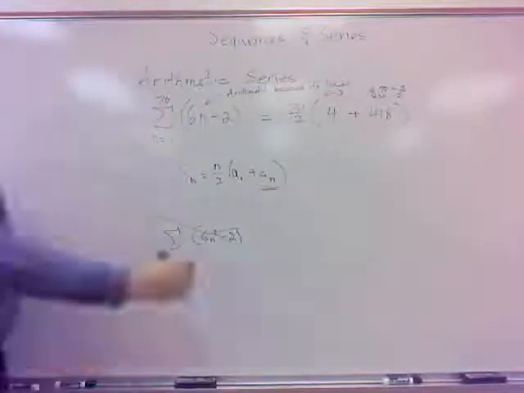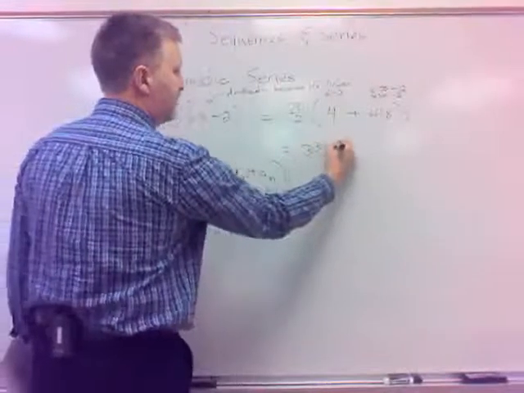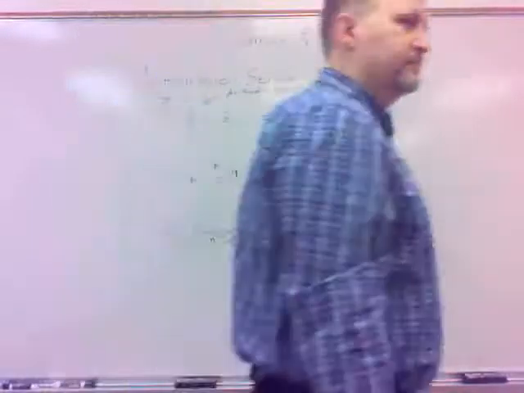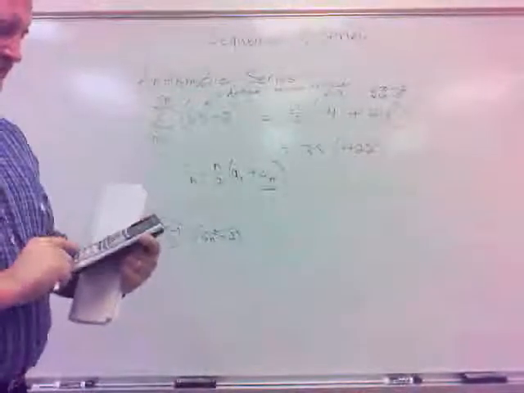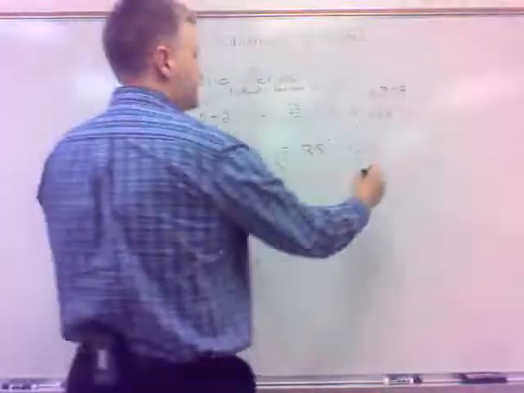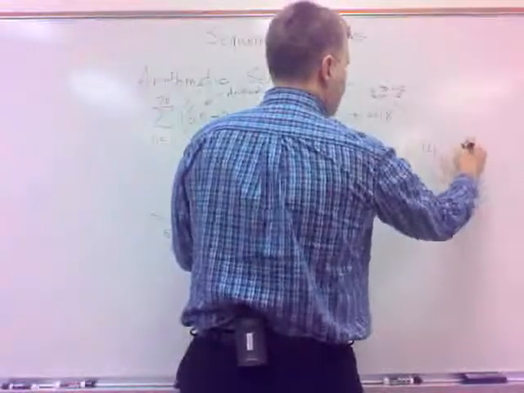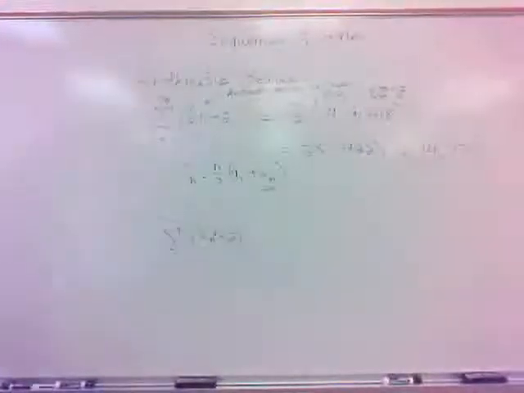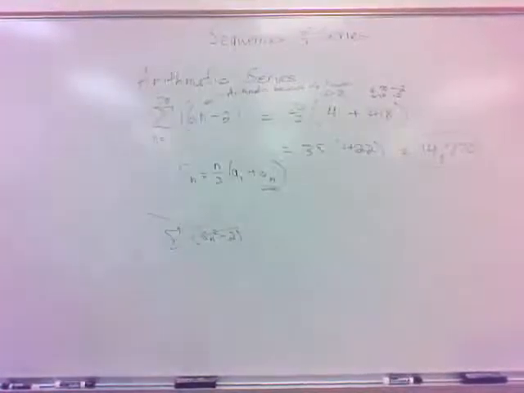So the sum total is going to be 35 times 422. Right? Which is a big number. Pretty big. 14,707. But it's a lot easier doing it that way than all 70 added together. All right?